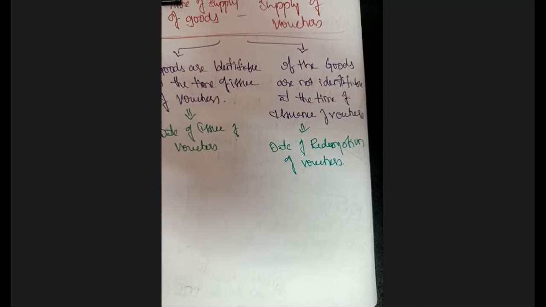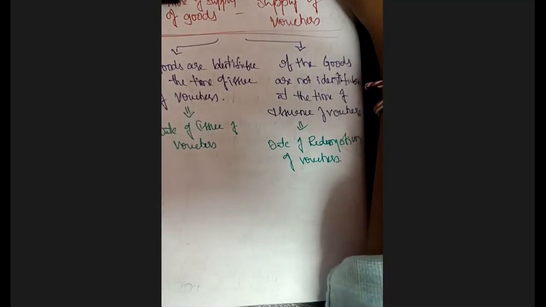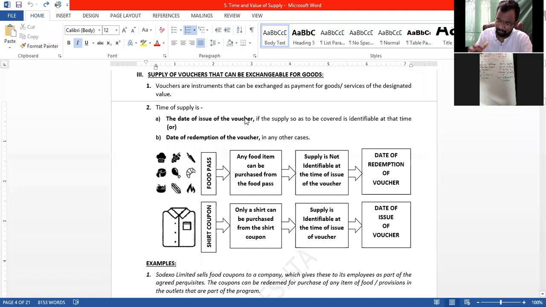Any doubts? Are you clear? So this is the third scenario: supply of vouchers that can be exchangeable for goods. Clear? So if the supply is not identifiable, the date of redemption of the voucher is the time of supply. If the supply is identifiable, the date of issuance of the voucher is the time of supply. Clear? Right.